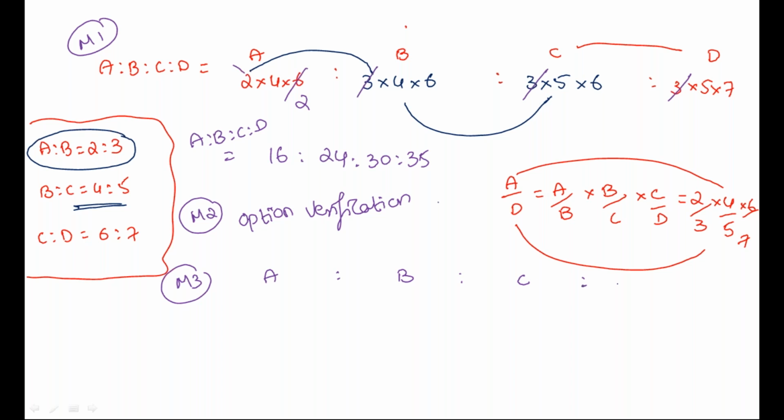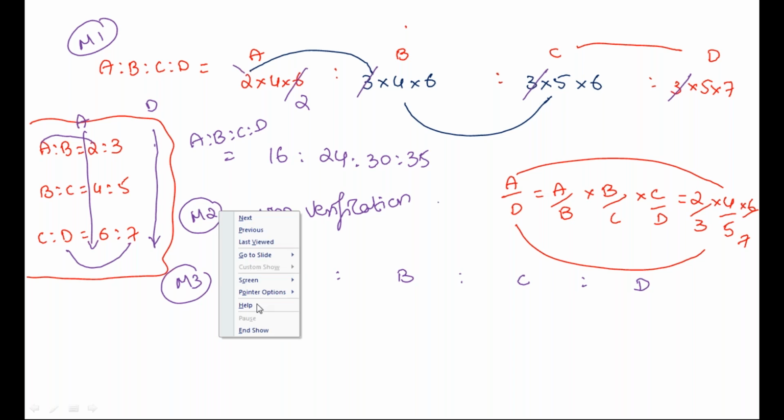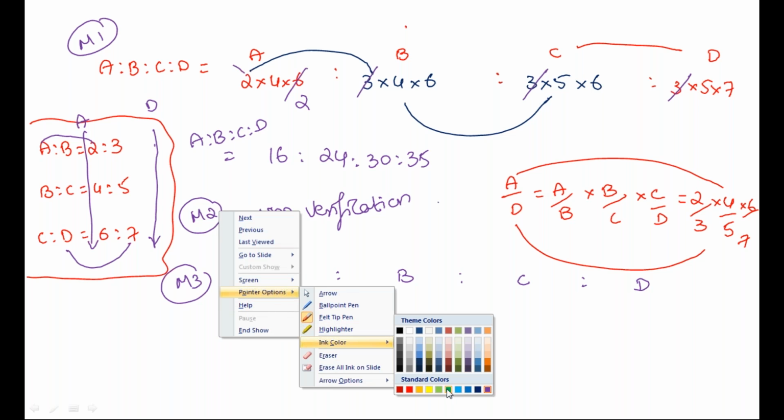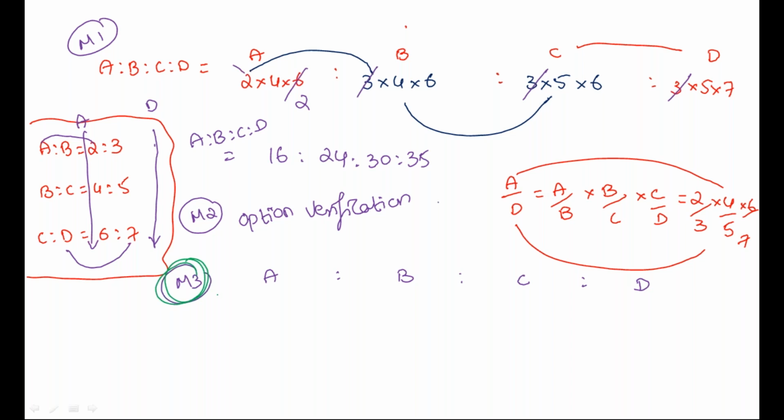Guys, listen. How simple you can write A, B, C, D. All of you just focus here. A is nothing but first column multiplication. D is nothing but last column multiplication. You just see that A is first column multiplication, D is last column multiplication. A is the first one, D is the last one in the ratio. So in method 3, A is first column multiplication, 2 into 4 into 6. D is last column multiplication, 3 into 5 into 7.